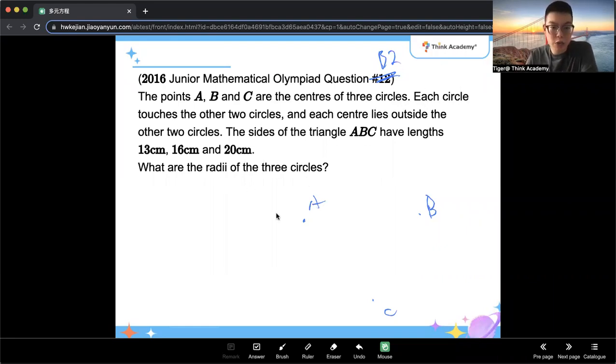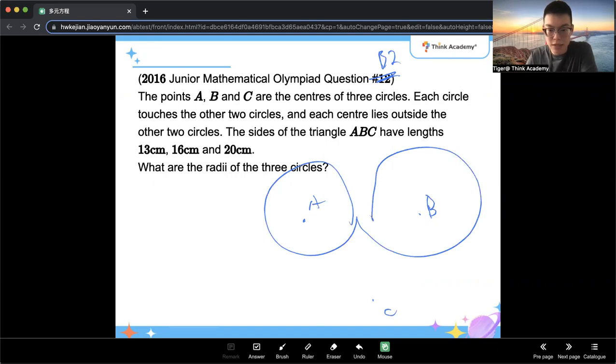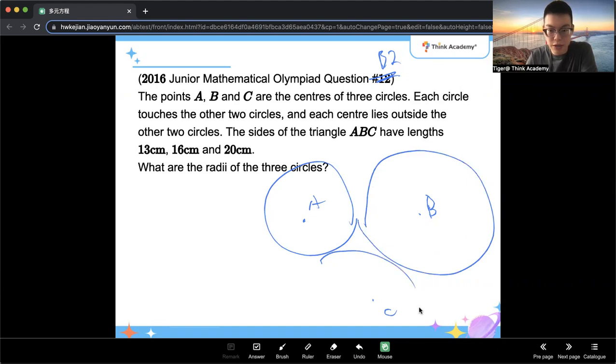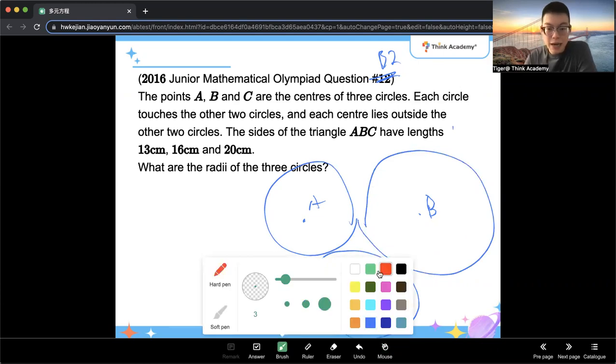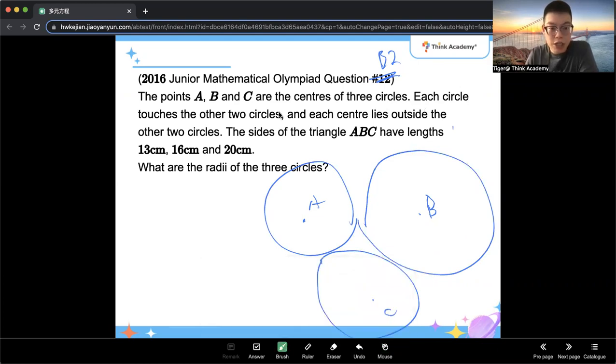And it says that each circle is touching two other circles. So let's say I have that one, and that one. That's a little bit ugly, but hopefully you can understand what I'm trying to do here. Okay. So yeah, I have three circles now. Let's pretend that they're circles. And now it says that each circle touches the two other circles and each center lies outside the two other circles, which means I'm right, yeah?